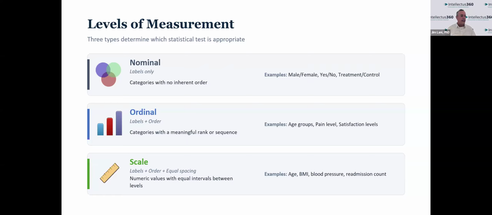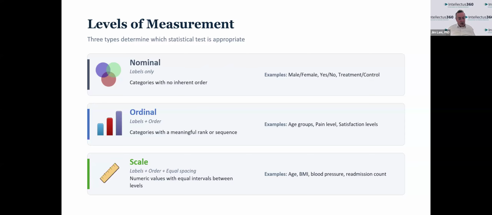The next level is an ordinal level of measurement, which has labels, 1 degree, 10 degrees, 100 degrees, but it also has an order, okay? There's a lot of variables that have that. And then there's scale, which has the trifecta: names, 1 inch, 2 inch, 3 inch; it has an order; and it has equal spacing, or equal volume, equal time in between those things, okay? And that icon is the ruler, and there's lots and lots of variables that have scale level.